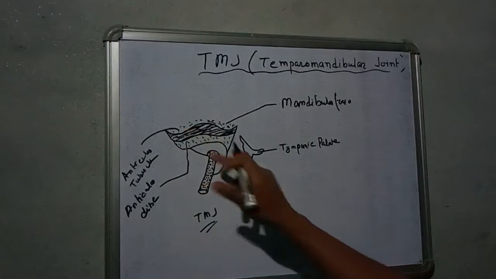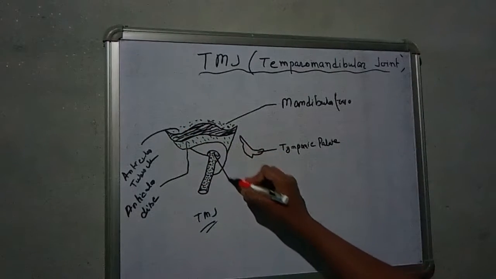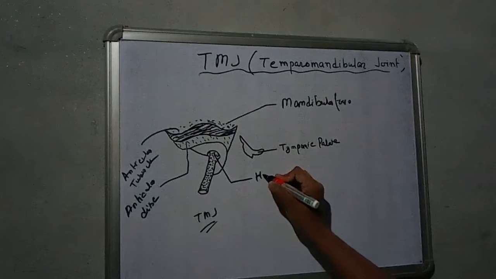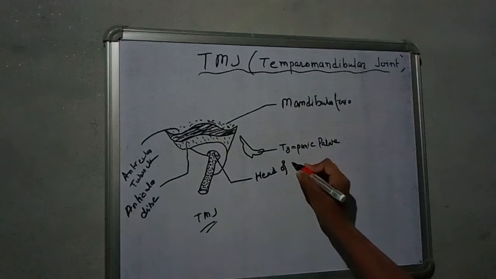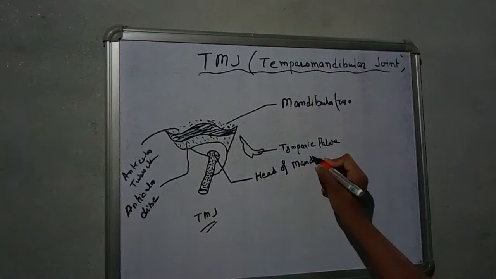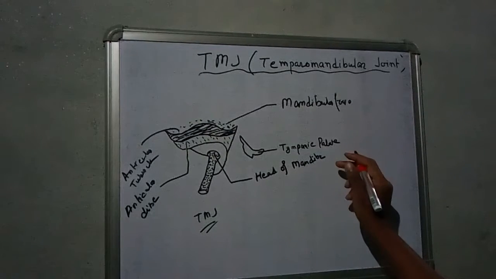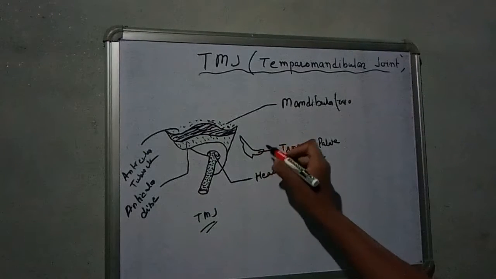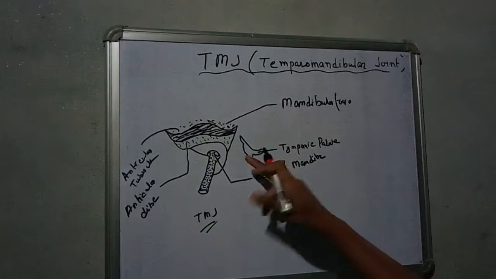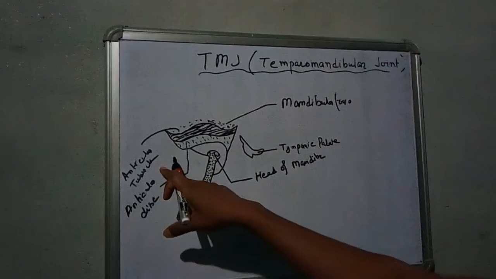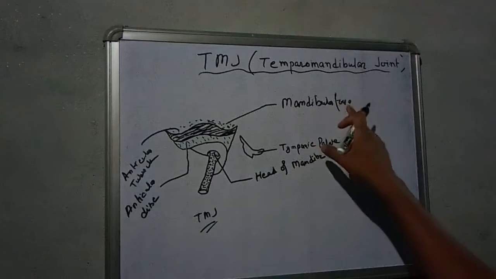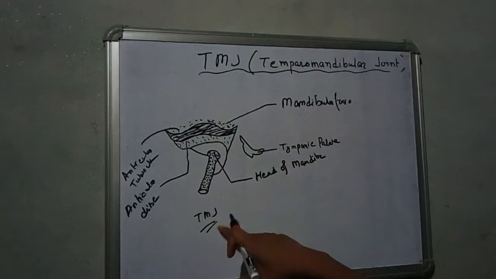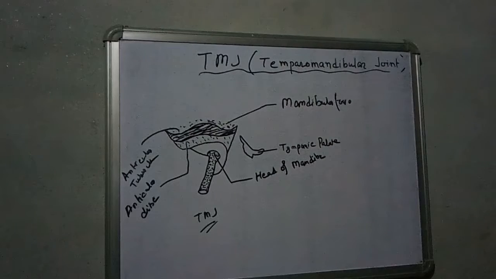This is the articular disc. This is the head of the mandible, and this is the tympanic bone. Here is the articular tubercle. This is the mandibular fossa, the tympanic plate, and this is the TMJ. So now let's talk about the different parts of the TMJ.